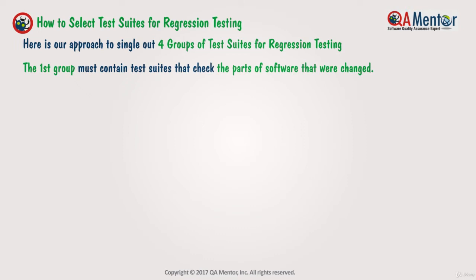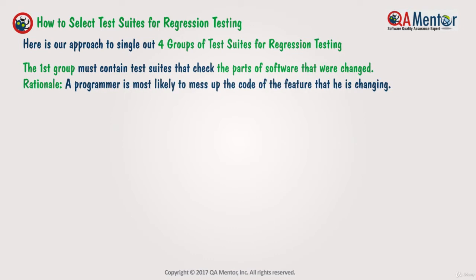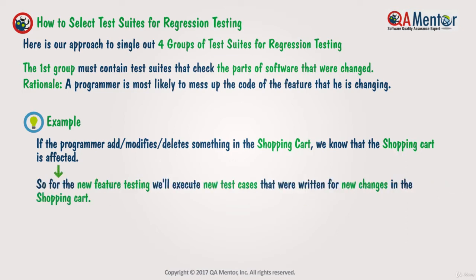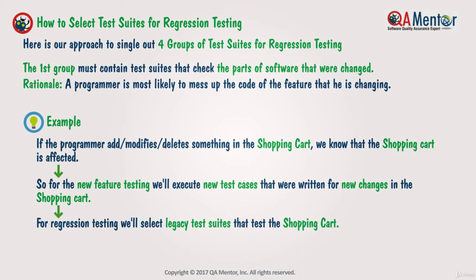The first group must contain test suites that check the parts of software that were changed. Rationale: a programmer is most likely to mess up the code of the feature that he is changing. Example: if the programmer modifies or deletes something in the shopping cart, we know that the shopping cart is affected. So, for the new feature testing, we'll execute new test cases that were written for new changes in the shopping cart. For regression testing, we'll select the legacy test suites that test the shopping cart.